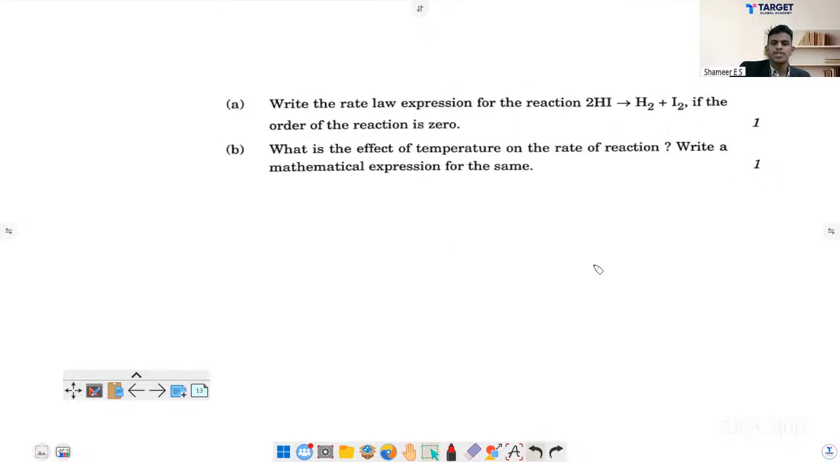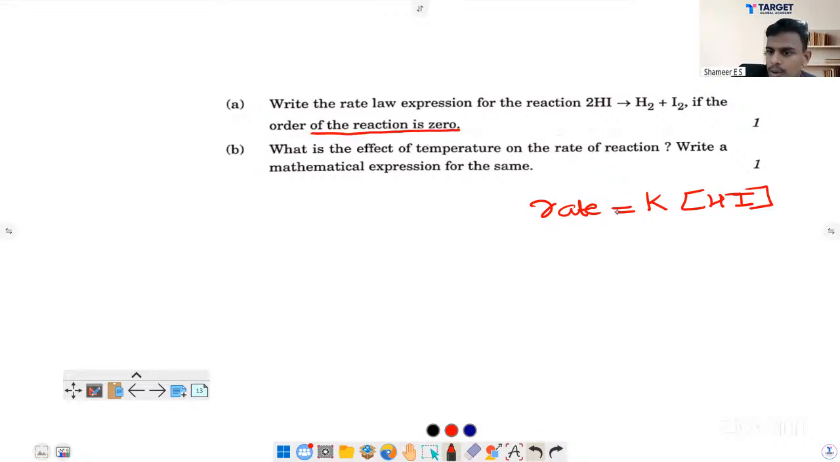Write the rate expression for the reaction if the order of the reaction is 0. Order of the reaction is 0 means, how to write the rate? Rate is equal to some rate constant K into concentration of HI raised to 2. Don't write 2 because it is given. Order of the reaction is 0, so 0.